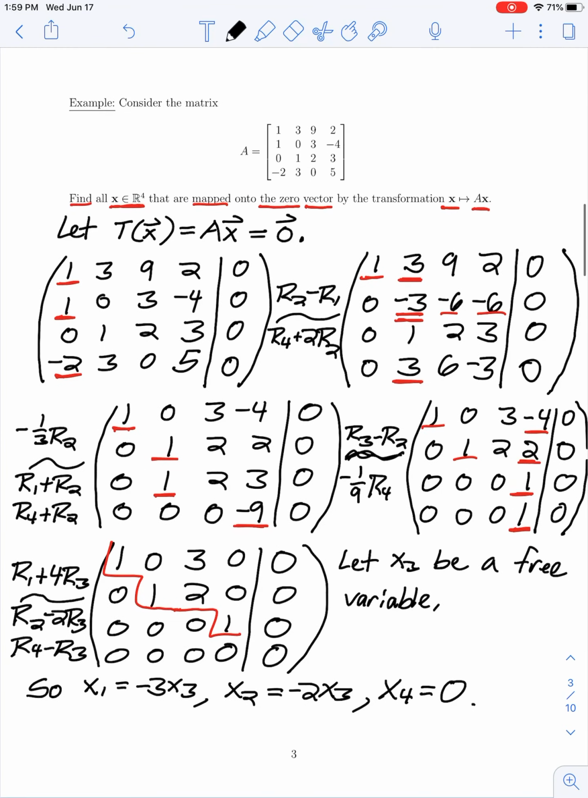So expressing this answer in vector form, we would have the vector x, which is found by taking the free variable x3. For our first coefficient of the matrix, we had negative 3 times x3. For the second entry in this vector, we had negative 2 times x3. X3 itself can be thought of as 1 times x3, and x4 was 0.